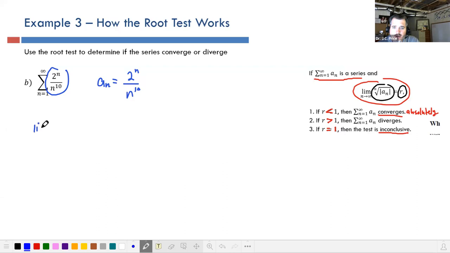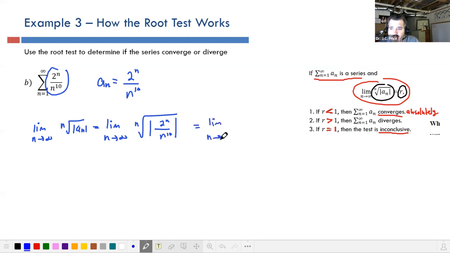And I want to find what is the limit as n goes to infinity of the nth root of the absolute value of a sub n. And so it'll be equal to the limit as n goes to infinity. I take the nth root of 2 to the n over n to the 10th. If you want, you can just drop off the absolute value because everything is positive here. So this is going to be equal to the limit as n goes to infinity of the nth root of 2 to the n over n to the 10th. And now, when I deal with the nth root, sometimes it's nice to keep it as a radical, but you could also write it as a power.